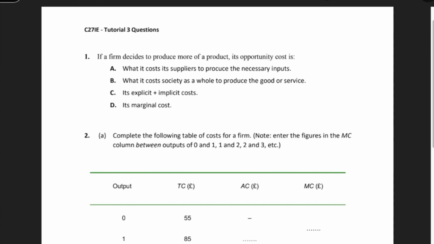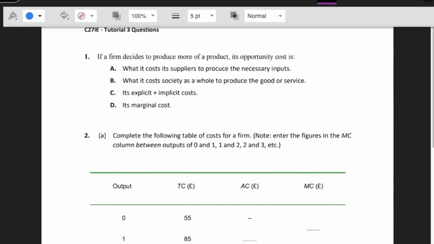So, it's telling us that if a firm decides to produce more of a product, so the key bit here, oh, I haven't got that turned on, that's why that's not working. So the key bit here is more. So it's not saying it's just deciding to produce a product, it's deciding to produce more of a product. What would its opportunity cost be? So can you please type into the chat A, B, C or D? So which one do you think is its opportunity cost?